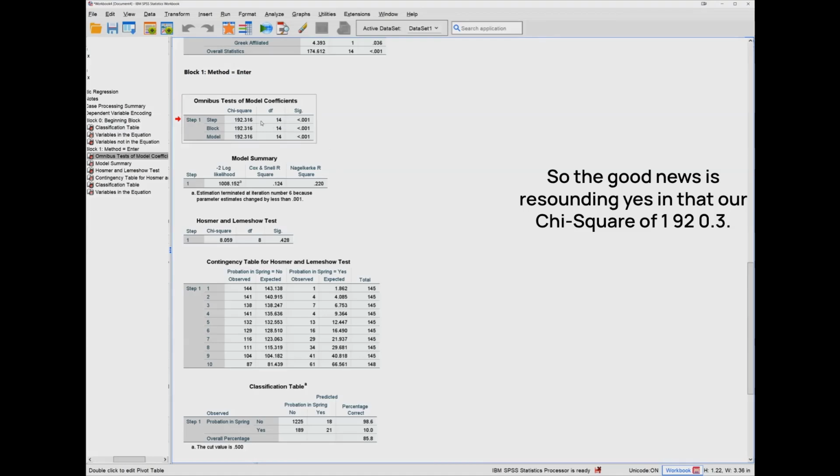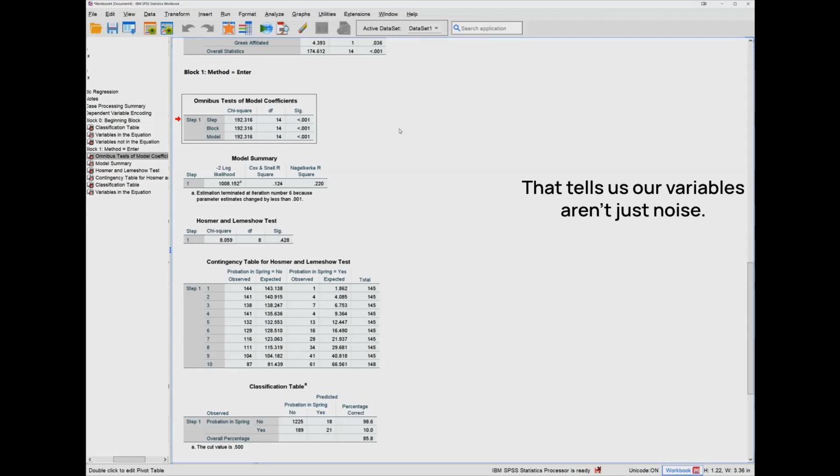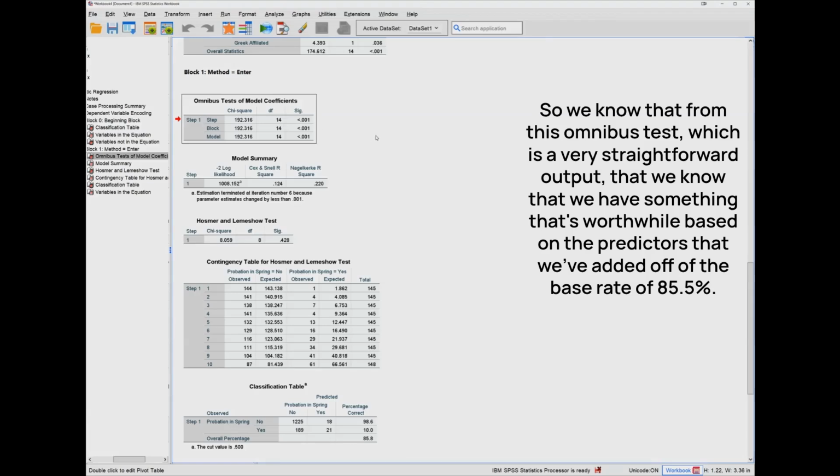So the good news is resounding yes, in that our chi-square of 192.3 with a p-value of 0.01 tells us that our model is statistically significant. That tells us our variables aren't just noise. They're helping the model actually recognize students who are at risk. So we know from this omnibus test, which is a very straightforward output, that we have something that's worthwhile based on the predictors that we've added off of the base rate of 85.5%.